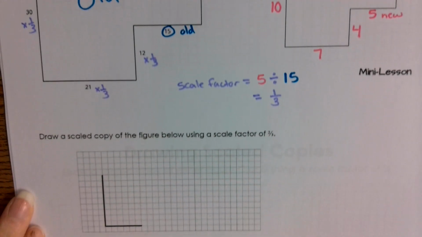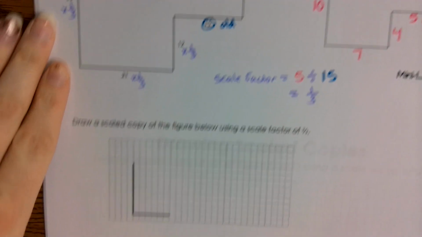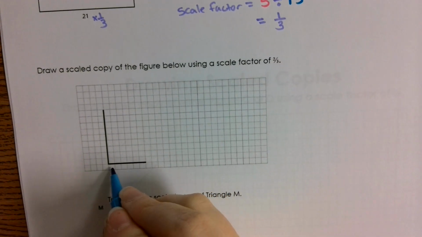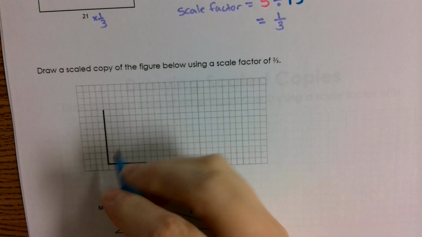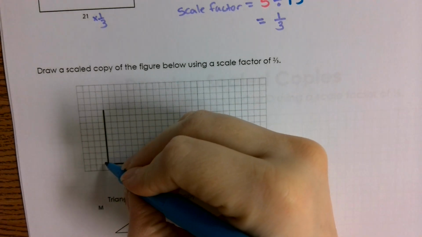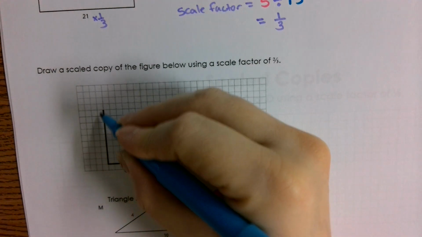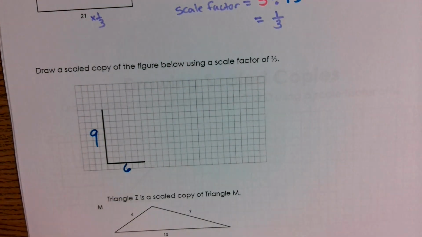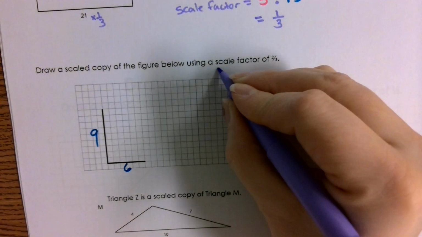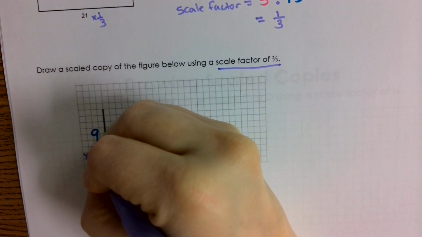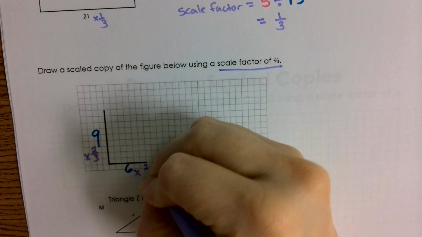All right, real quickly, let's go ahead and go over this one. So our original measurements, the base was how long? 6. And what was the height? 9. 1, 2, 3, 4, 5, 6, 7, 8, 9. Yep, 9. Okay, so we're multiplying by a scale factor of 2/3. So we're going to do 9 times 2/3, and we're going to do 6 times 2/3.